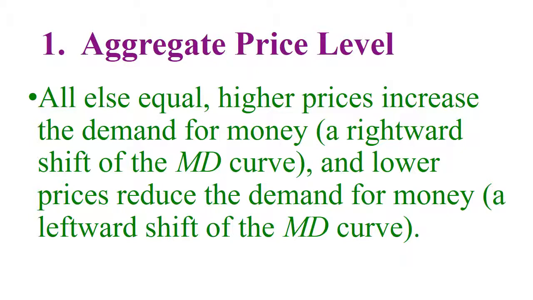Now that we've introduced the money demand shifters, let's go one by one. So A is aggregate price level. This is about all prices in the economy. If everything else was equal, higher prices increase the demand for money. So as APL goes up, money demand goes up. We have a direct relationship. And lower prices reduce the demand for money. So MD would shift left.